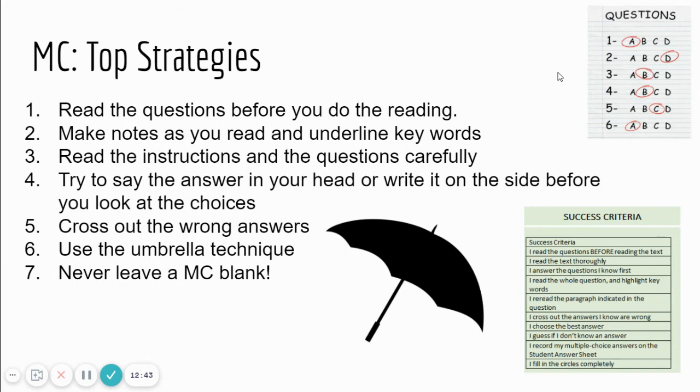Number 2, make notes as you read and underline key words. Those could be keywords that you saw in the questions. It could just be that you read a paragraph and it's interesting. It seems like they're giving you lots of information. So maybe you highlight a couple of things or you write on the paragraph, oh, this whole paragraph is about them donating to charity. Making notes is another good way to help you pay attention as you read.